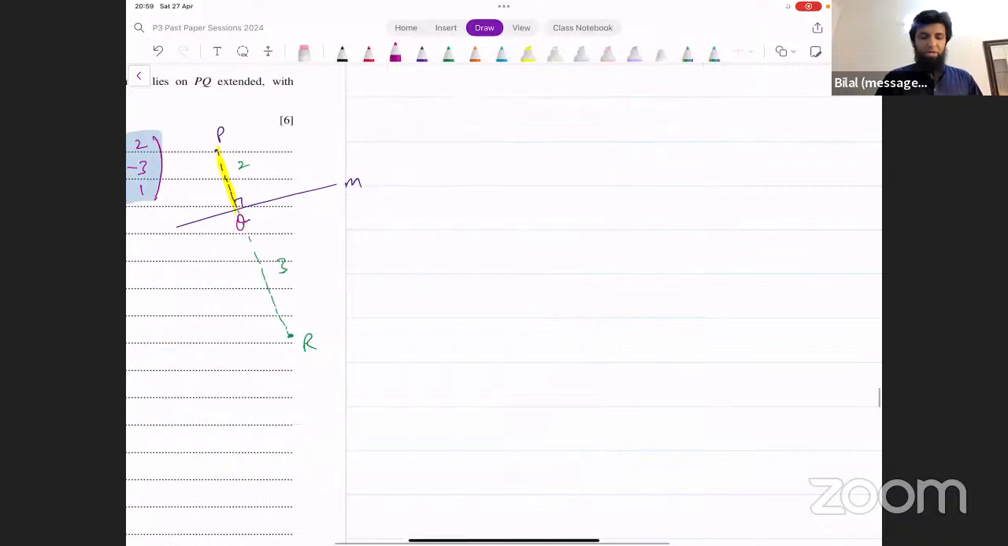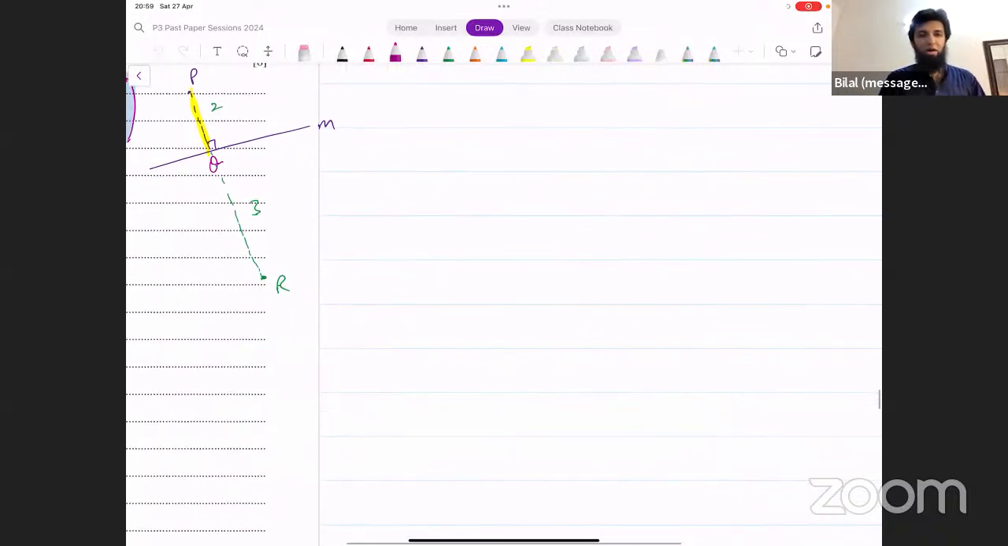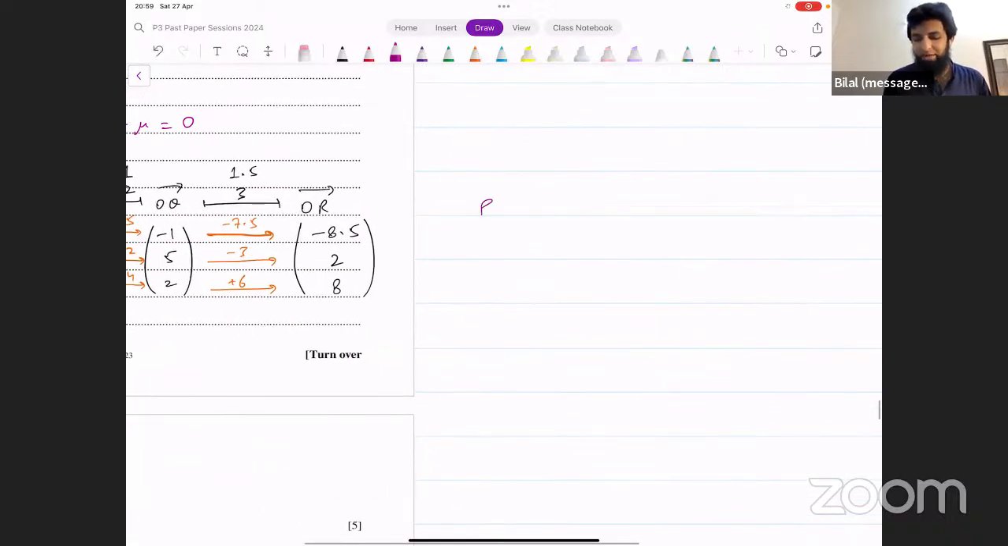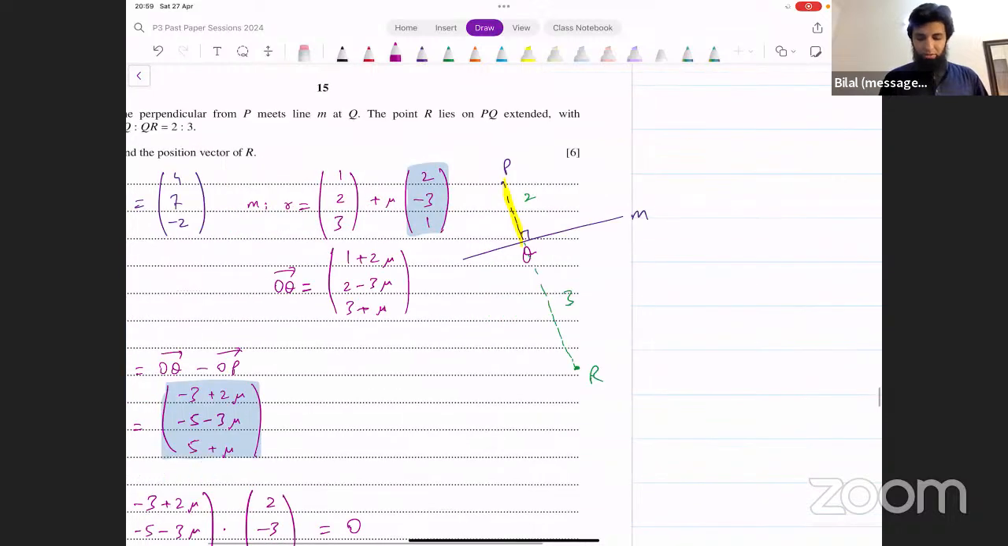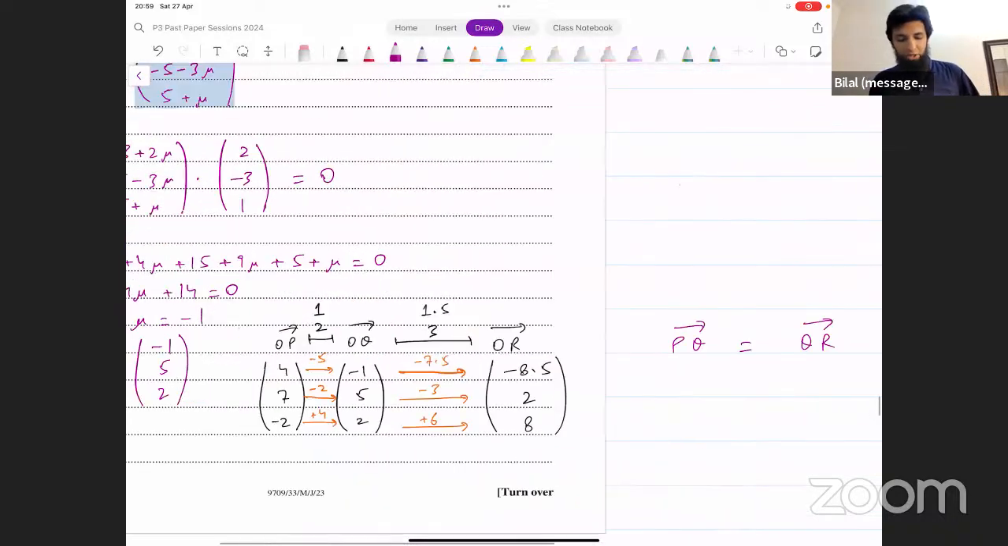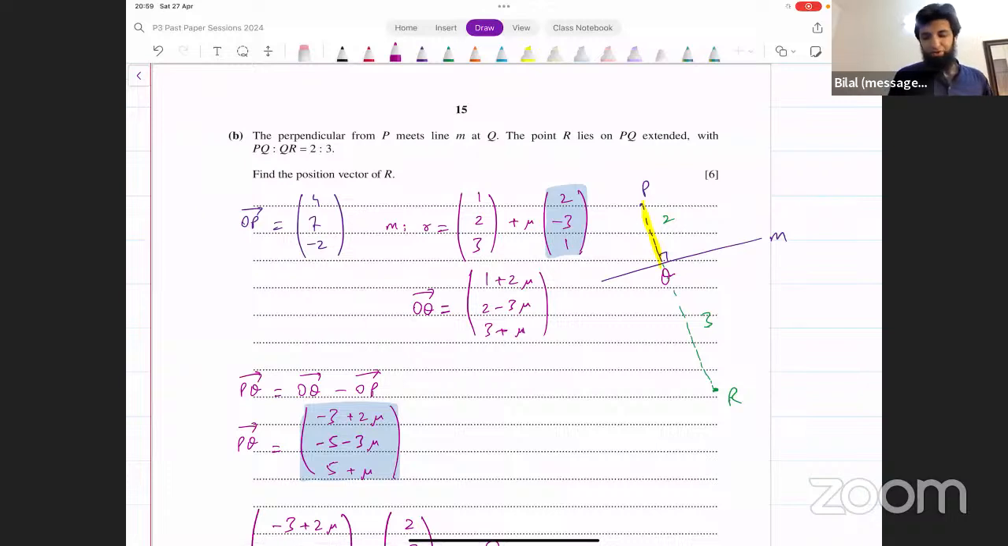Since the ratio PQ to QR is 2:3, we could also do something like this. We could say the vector PQ and the vector QR, let's connect both of them. How can you connect both of them? If the ratio is 2:3, we could write PQ over QR equals 2/3. And if we cross multiply, that gives us 3PQ equals 2QR.